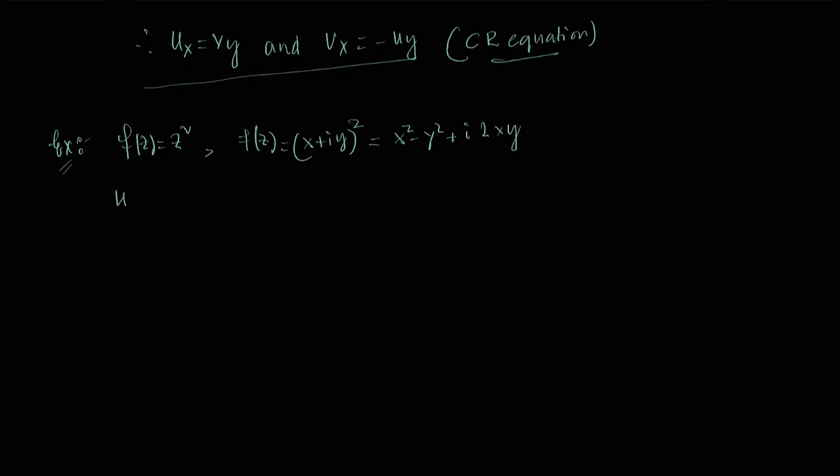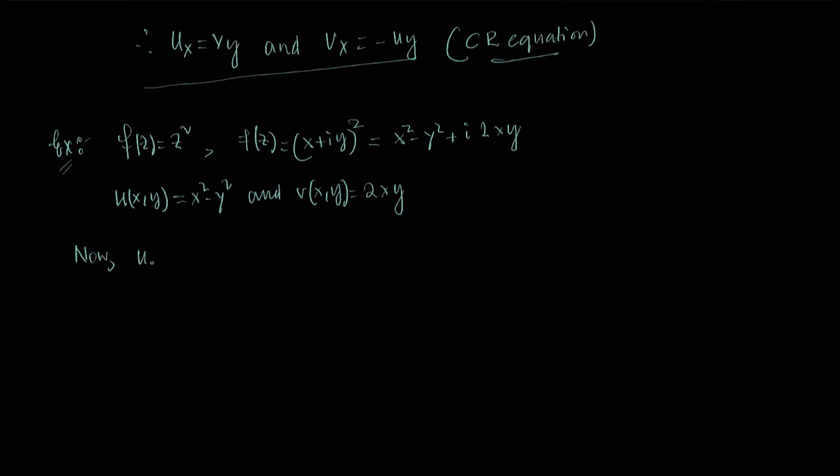So now define u of x,y to be x squared minus y squared and v of x,y to be 2xy. So you see, in this case, f of z is u of x,y plus i v of x,y, right? Now let's just look at whether the CR equation is satisfied or not. We know already that this is differentiable, so it should satisfy, right?